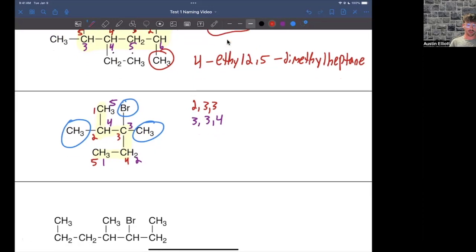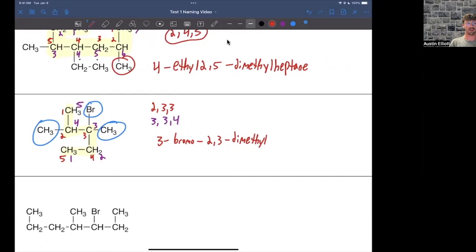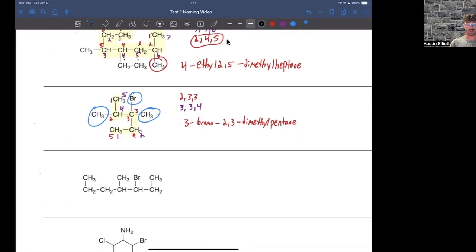And so we have 2 methyl groups and a bromo group. In this case, we're going to want our bromo group to go in front. This is alphabetical order. And then our 2, 3, once again, dimethyl. And then this is a 5-carbon chain, so we will have pentane. We're moving on to the next one.